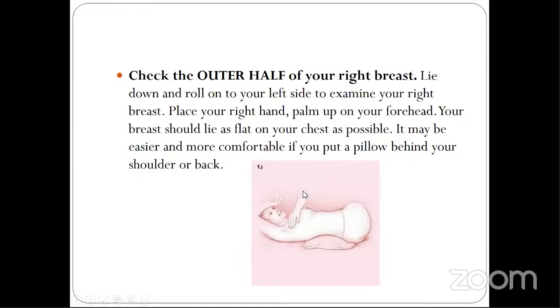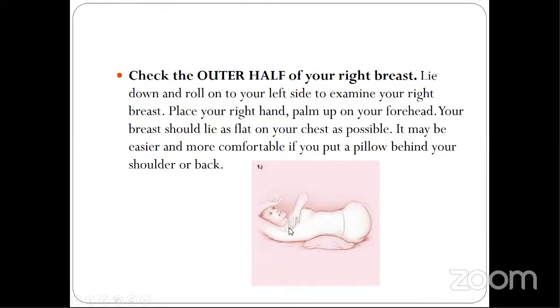Now, as we can see here, we'll examine the outer half of the right breast. The person lies down on the left side to examine the right breast. Lying down, we can use a pillow behind the shoulder and back, which is easier and more comfortable. Go down on the left side to examine the right breast, and place the hand, palm up, on your forehead, as we see here. How do I do this?